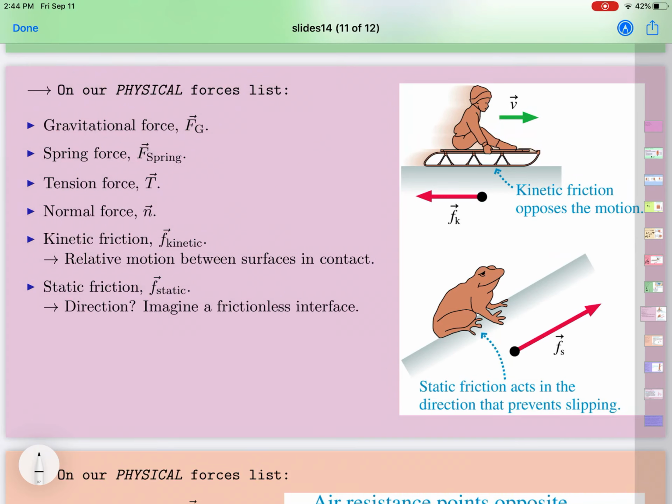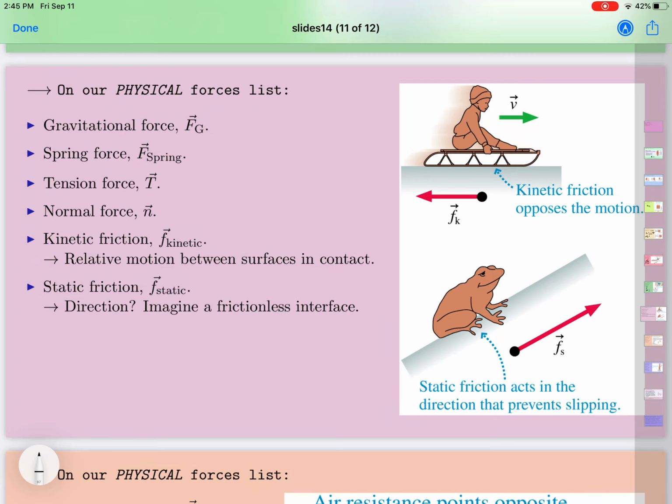So the next physical force that we're going to talk about is friction. We know friction opposes the motion. So if we have a kid on a sled here, we know that the coefficient of friction between the sled and the snow is going to be relatively small, but it still exists. So whenever we have kinetic friction, it opposes the motion of the object. But we also have something called static friction.